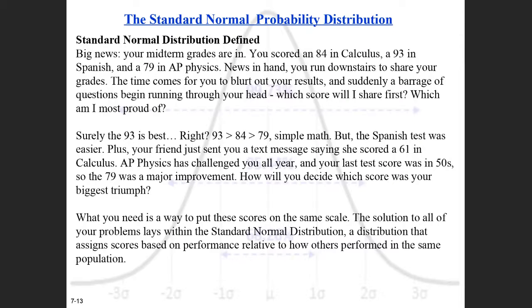Going to talk about the standard normal probability distribution. And this is where z-scores come into effect, or z-scores if you prefer.